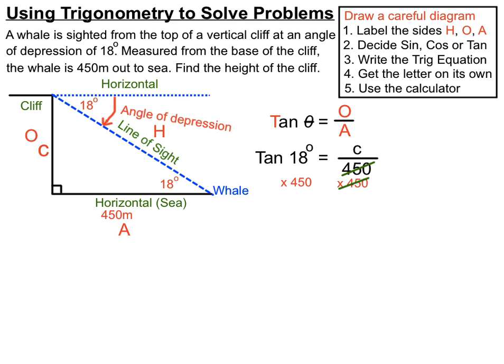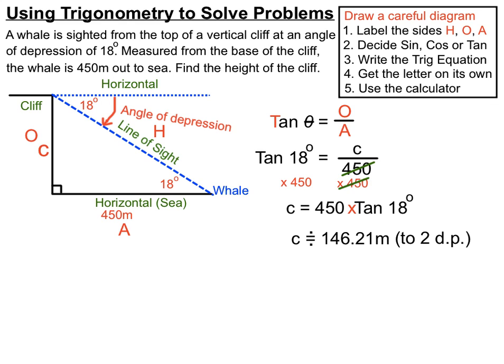This is a similar process each time, so I'm hoping you're getting the hang of this. That leaves C on its own and leaves the left hand side, which will turn into the right hand side here, as 450 times tan 18. We'll type that into our calculator and we get C equaling 146.21 meters if we rounded that off to 2 decimal places.